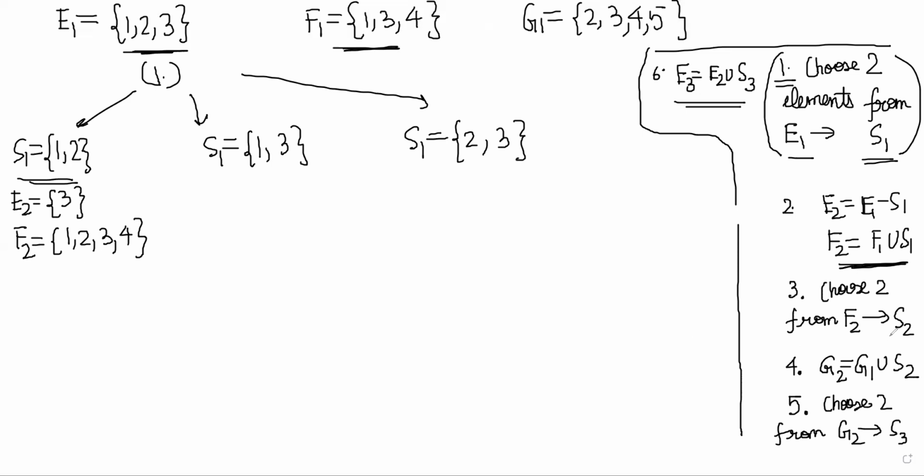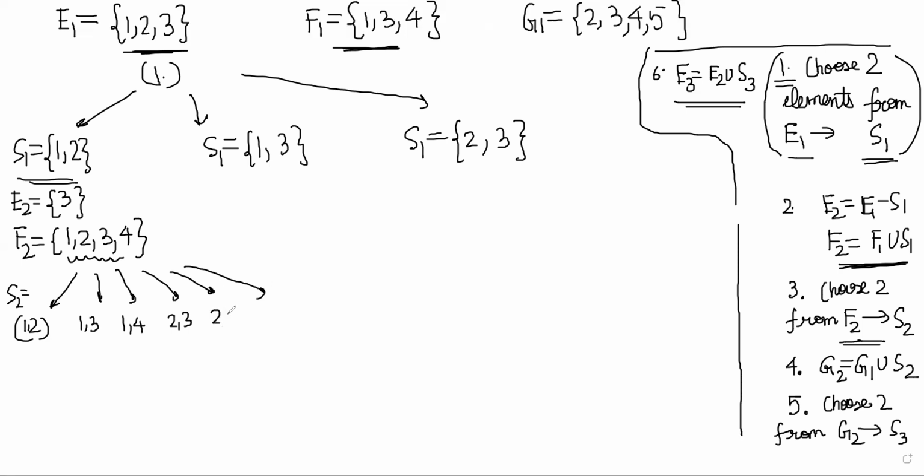Correct. Now, again, I have to choose two elements from F2 and call that S2, right? How can you choose two elements from here? Obviously, there are 6 possible ways to choose, right? So I can divide it into 6 cases. S2 can be 1, 2, can be 1, 3, can be 1, 4, can be 2, 3, can be 2, 4, and can be 3, 4, right? These are the 6 ways in which you can choose your S2, right?